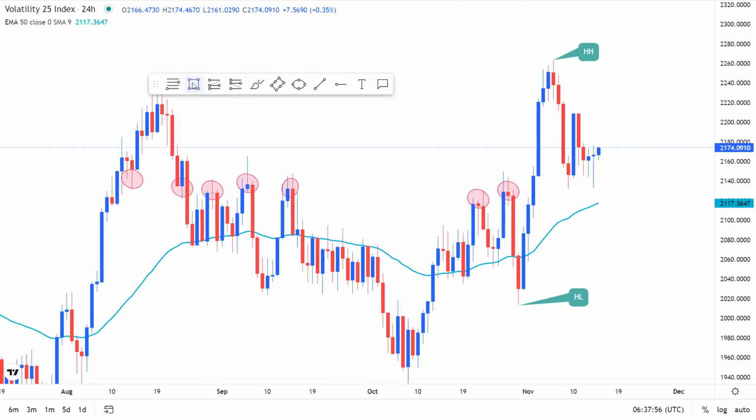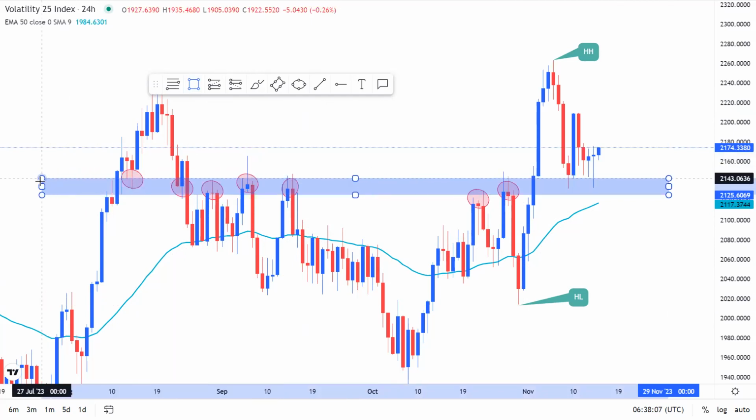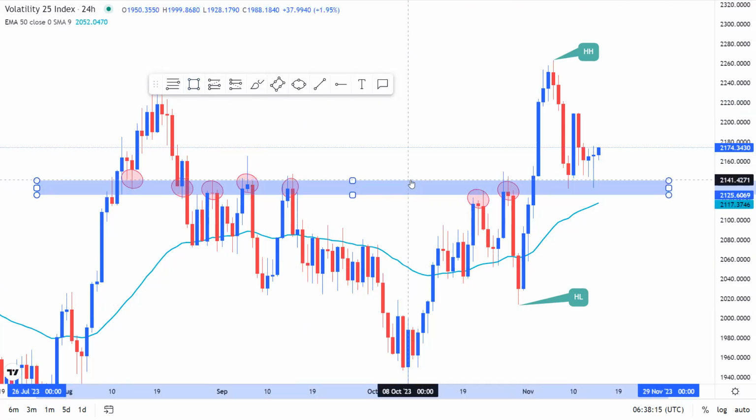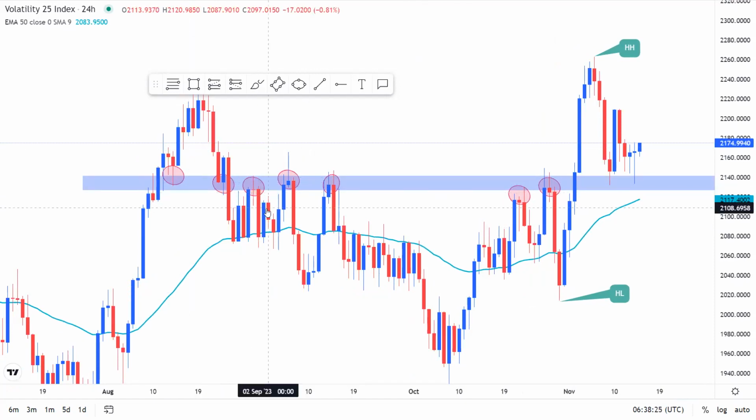So bringing in my rectangle tool just to better accommodate the level. This for me becomes my identified area of interest because this is a key level owing to the fact that previously looking to the left of the chart, for every one of the times we have tested this level, we're about to see significant movements in the opposite direction. That is what qualifies the level being a key level.